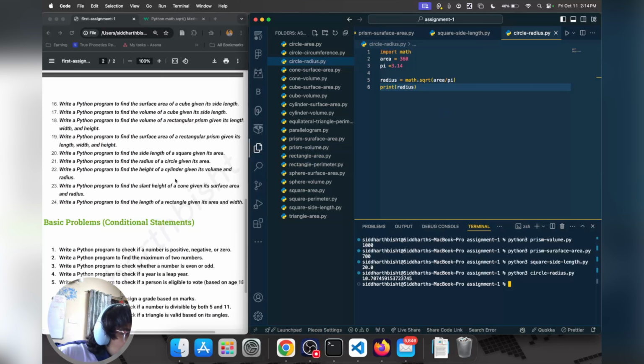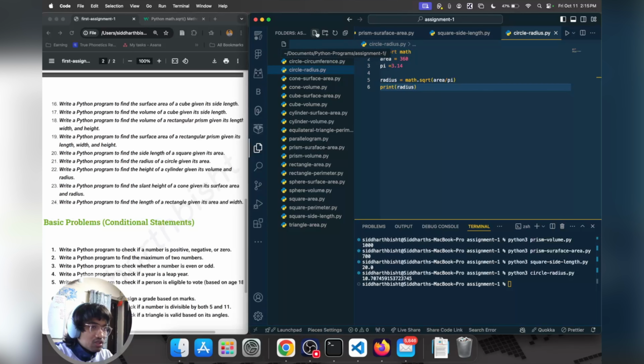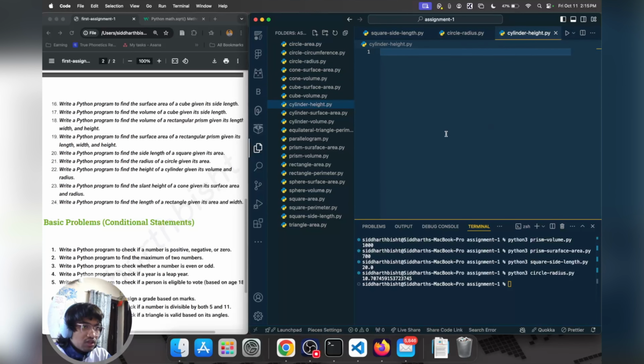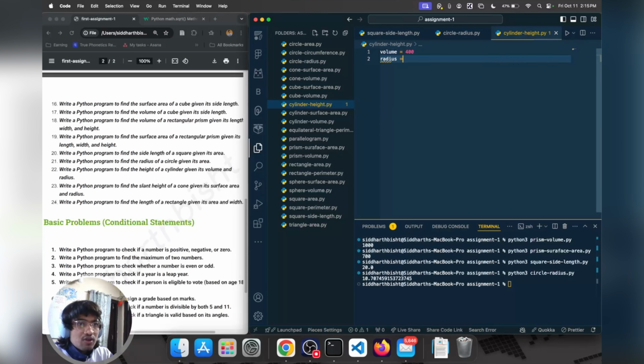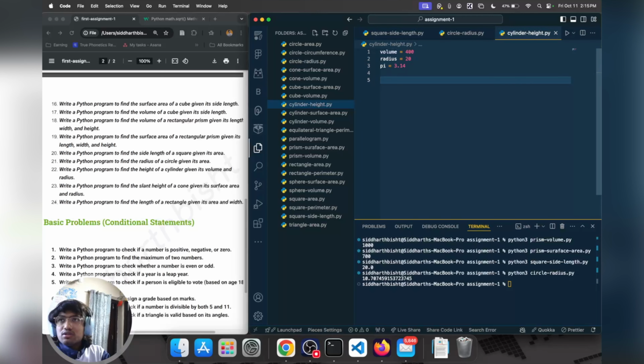Next one. How many are left? Only 3. Write a Python program to find the height of a cylinder given its volume and radius. Now we are given its radius as well as volume. We have to find its height. It is a cylinder. Let's see what things we are given: volume and radius. So let's take some volume, some radius, and let's take the value for pi. It's static, 3.14.